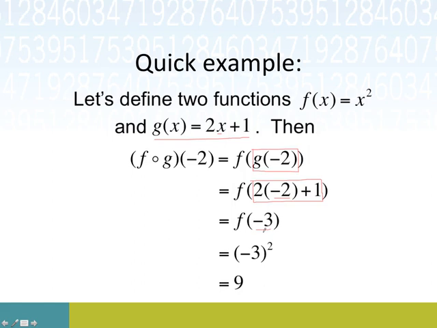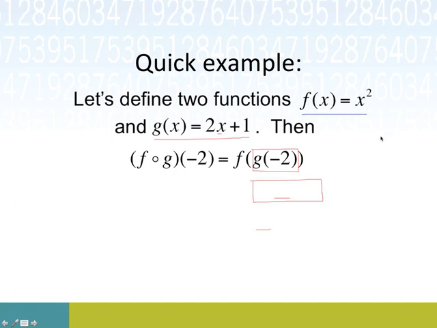We still have that second machine to go through. So our revised input, our yogurt cup, which is filled with yogurt but not yet have a cap on it, is -3. So now we're going to take that and put it into our final function. So f of something looks like that thing squared.